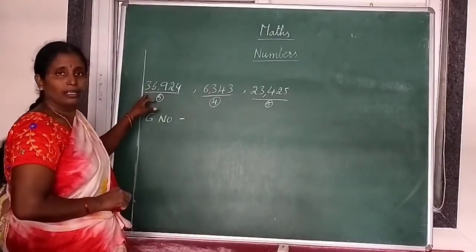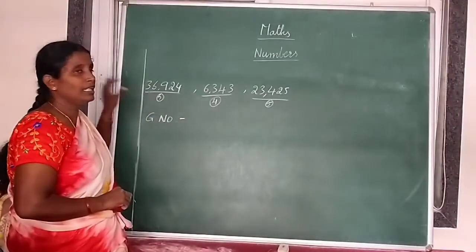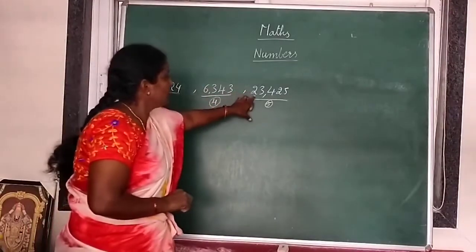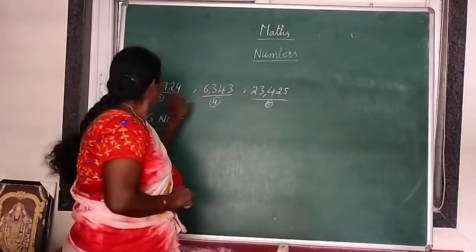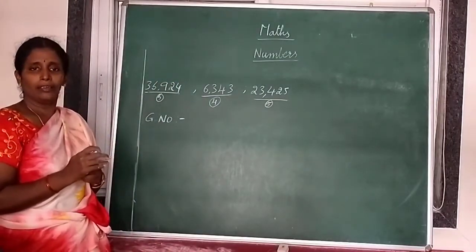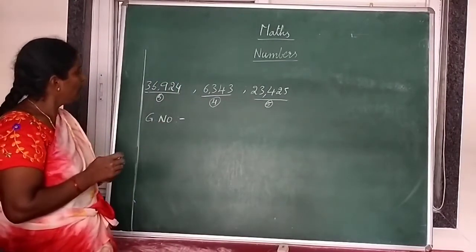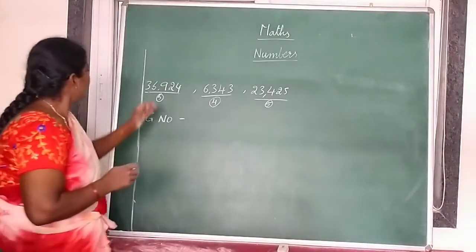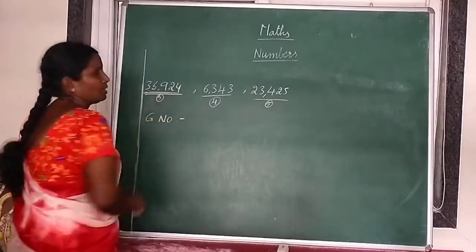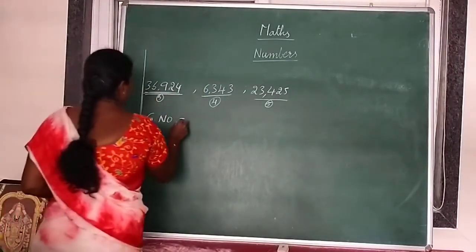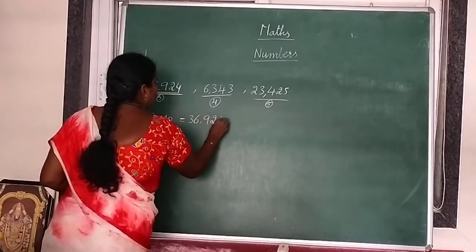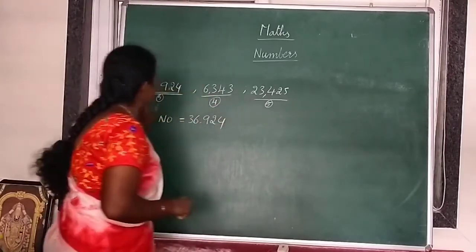Compare the digit which is in the highest place value. Yes. So 3 and this is 2. In 3 and 2, which is greater? Which is greater, 3 or 2? Yes. 3 is greater than 2. That means this is the greatest number. So what is the greatest number? 36,924. In these three numbers, which one is greater?